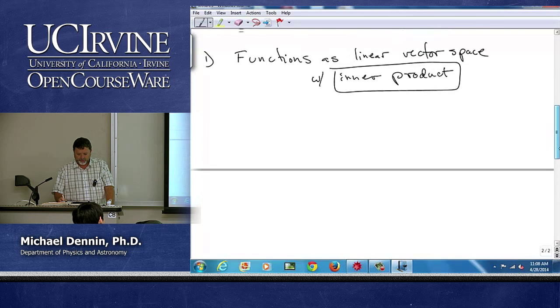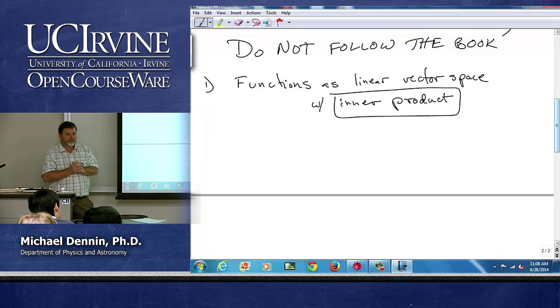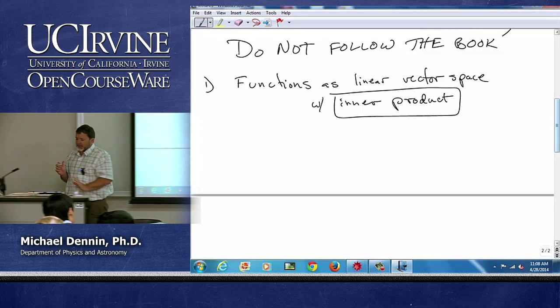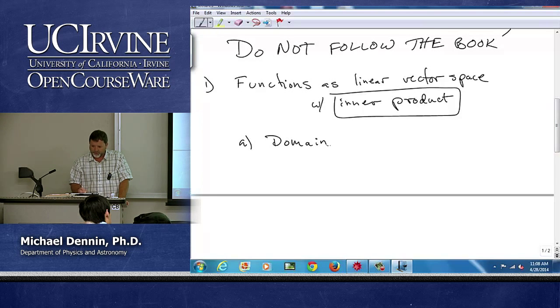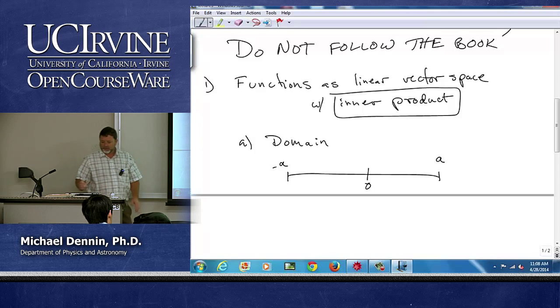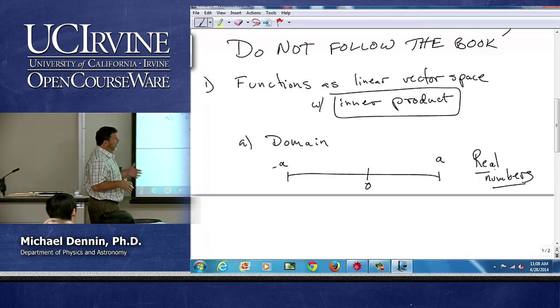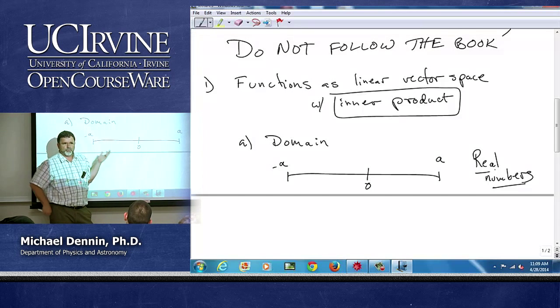If we're going to take functions as a linear vector space, one, we have to recognize we're now dealing with infinite vector spaces. Why, do you think? Let me put it this way. One of the first things we need, of course, is our domain. What is our function acting over? Let's suppose I want to start with the simplest thing: functions defined from minus a to a over all real numbers. If I want to define my function for you and tell you what my function is, in principle, what do I have to do?